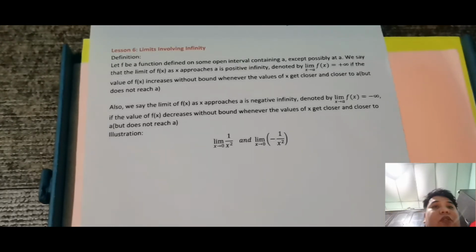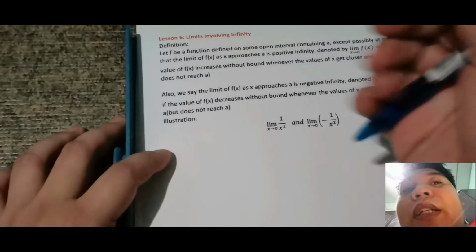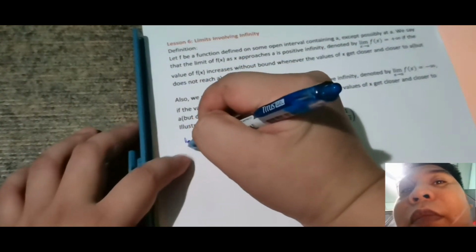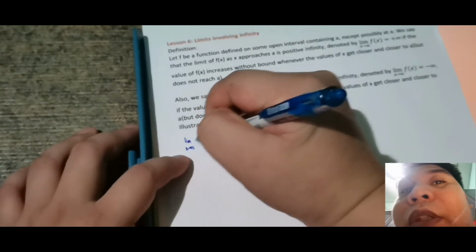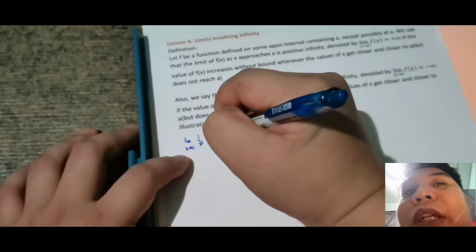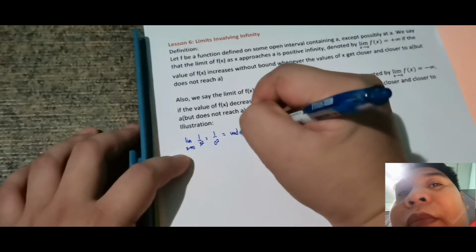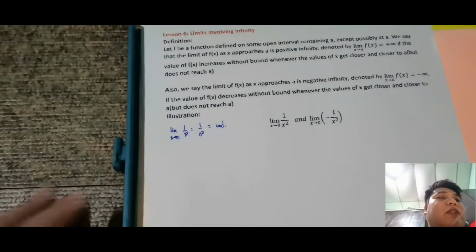So, consider natin itong illustration natin. The limit of 1 over x squared as x approaches 0 and the limit of negative 1 over x squared as x approaches 0. Obviously, kung isa-substitute mo right away si 0, that is 1 over 0. Tama? Kunyari ginawa mo, that is 1 over 0 squared, which is undefined. So, 1 over 0 is undefined.